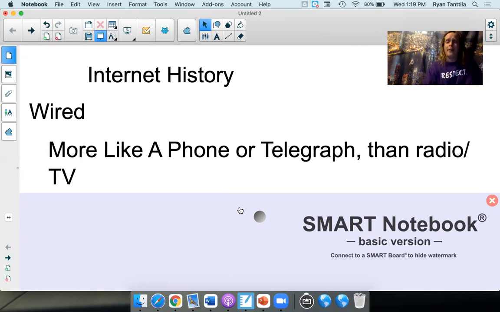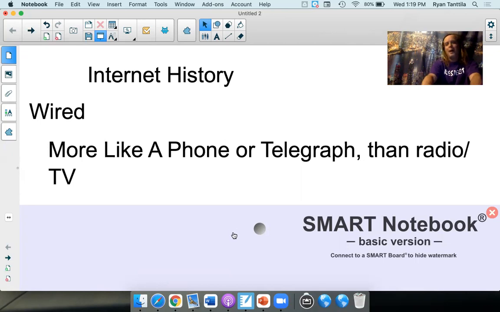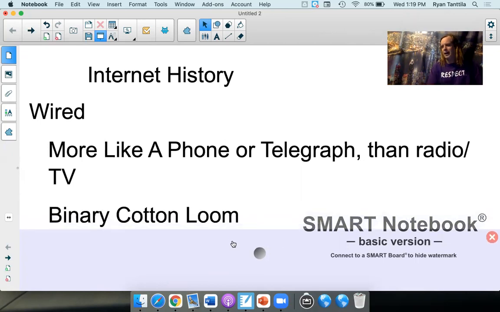But anyway, binary, here's a little interesting side note for you. Binary came from a cotton loom. So they had these cotton loom machines that were making, I don't know, sweaters and things like that. And so in this frame that they would put onto a loom, it would have different sized holes, small or large, and those different sized holes would let the machine know what color yarn to put in and out of these binary cotton looms.